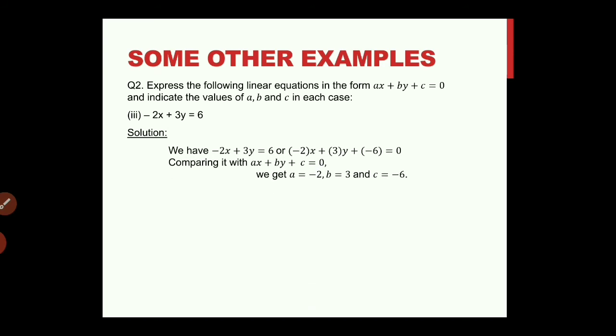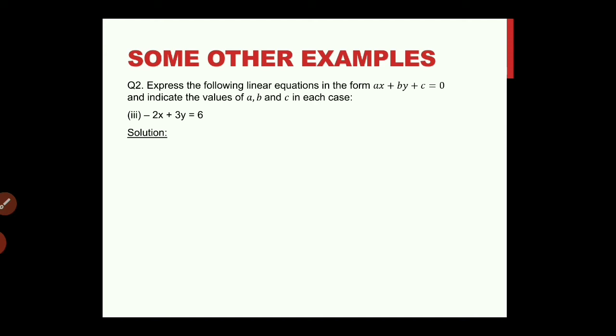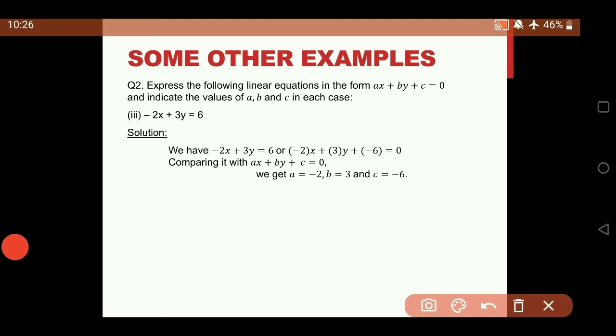We have -2x + 3y = 6. We can write it as -2 of x + 3 of y + (-6), because we have to write it in the form of ax + by + c = 0. Now comparing it with ax + by + c = 0, we will get the value of a as -2, b as 3 and c as -6.